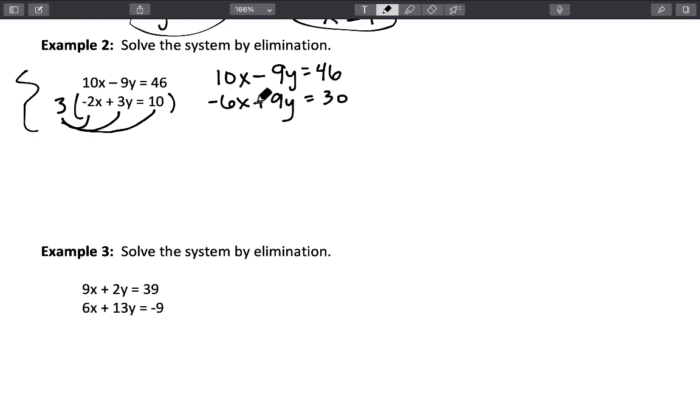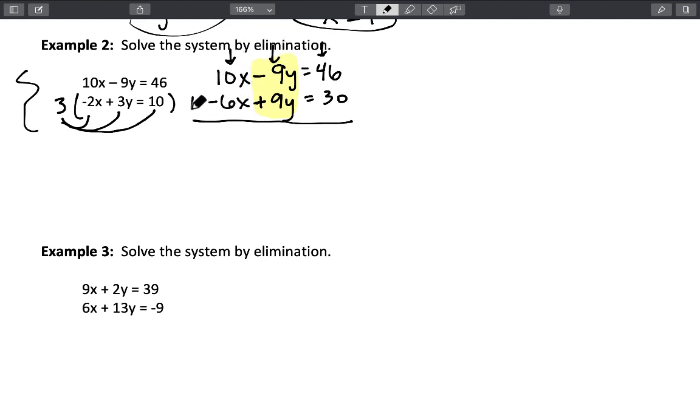All right, now hopefully you can see what we just did right there. I'm going to highlight it. We created these additive inverses. So now when I add these two equations together, the y's will cancel each other out. All right, and that's what we're going to do. We're going to combine these two equations by addition. We're just going to add down the columns.